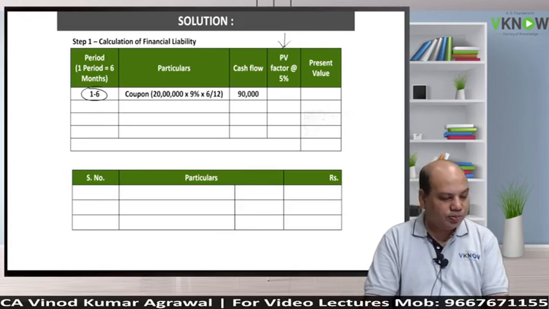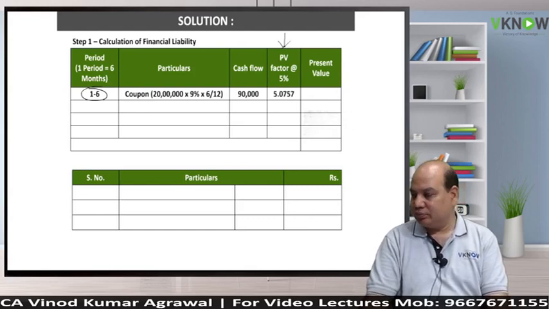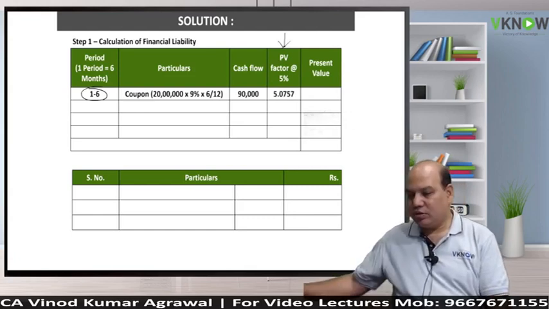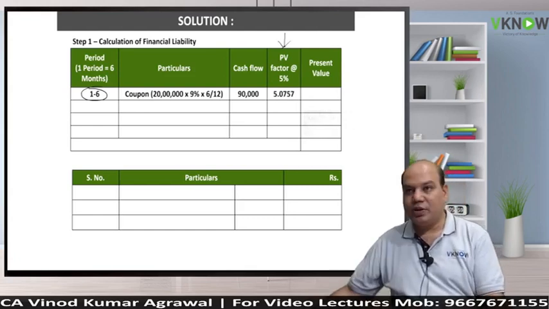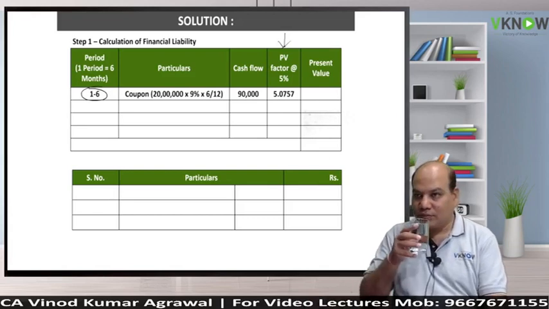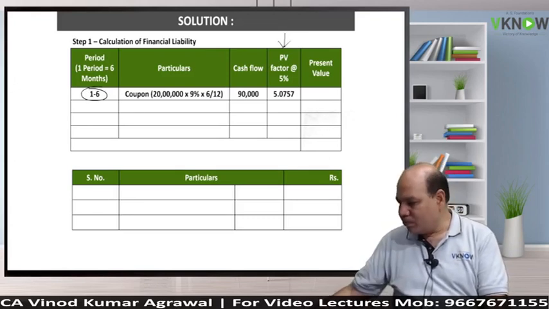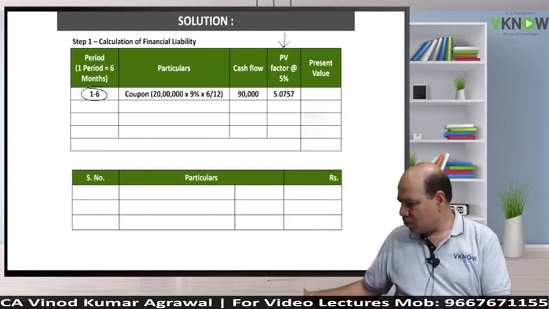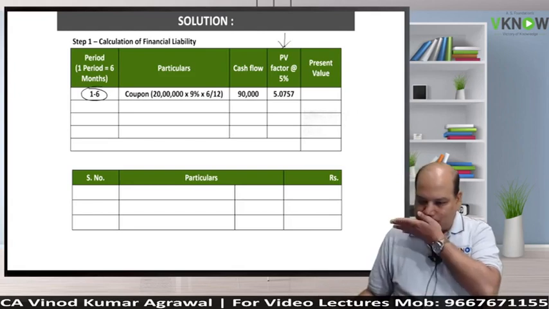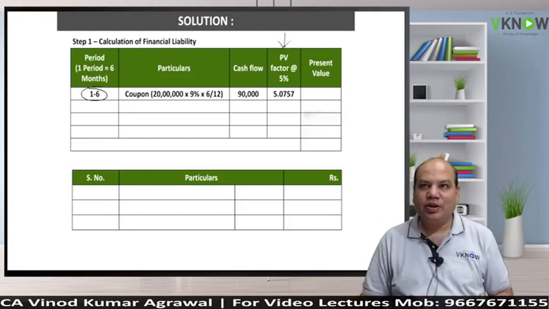And how do you compute the discounting factor? 1-6, 5%. Anybody? Calculate 5.0757. Are you getting it? Check. Is the calculation of the factor right?